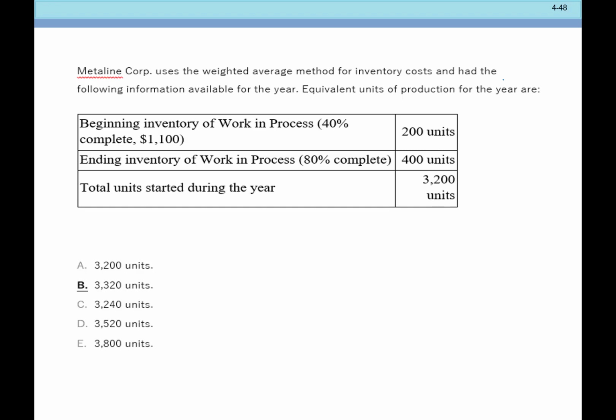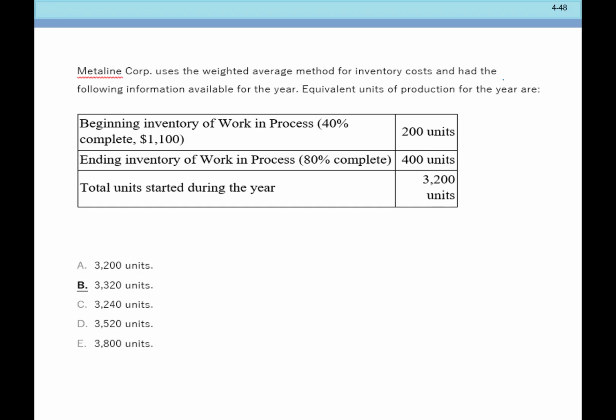Meta Corp used the weighted average method for inventory costs and had the following information available for the year. We have beginning work in process, which is 40% complete, which is irrelevant. Ending work in process is 400 units, 80% complete. Total units started during the year.